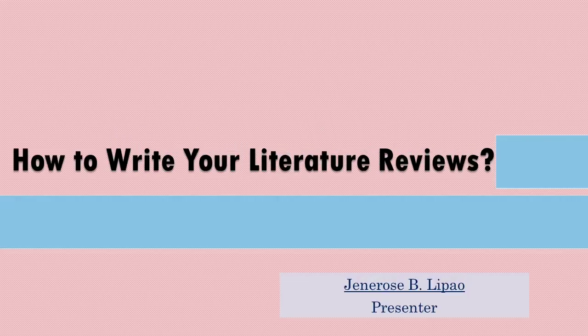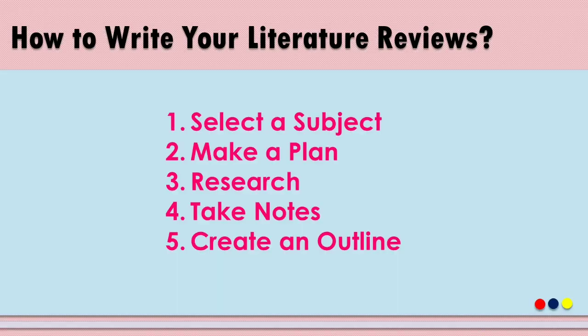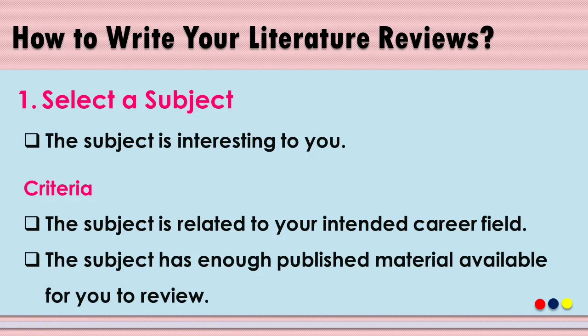Write Your Literature Reviews. There are mainly 5 steps in accomplishing or writing a literature review. First, select a subject. Second, make a plan. Third, research. Fourth, take notes. Fifth, create an outline.